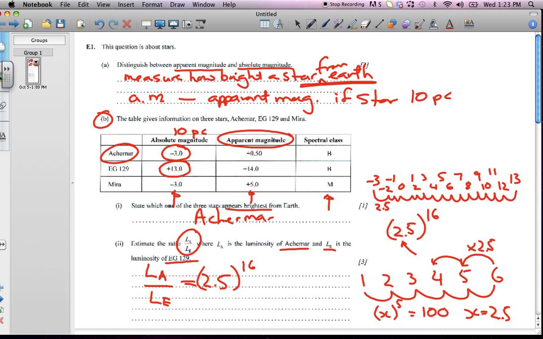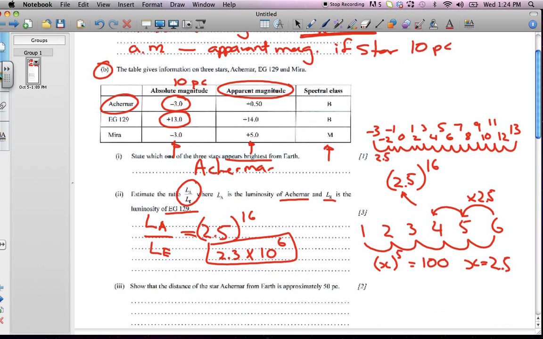Okay, and when we work this out, we get a value of about 2.3 times 10 to the 6. That's the value that it works out to be. Okay, good. So let's go on to the next question here.